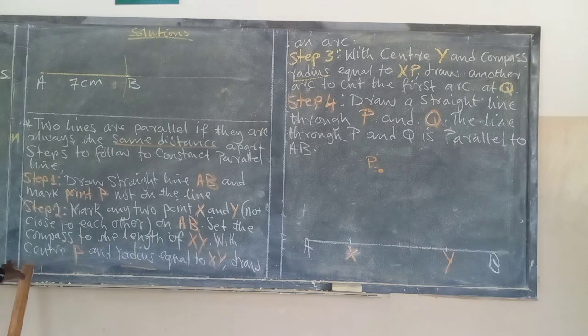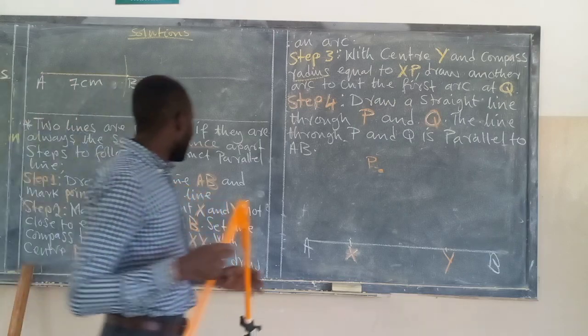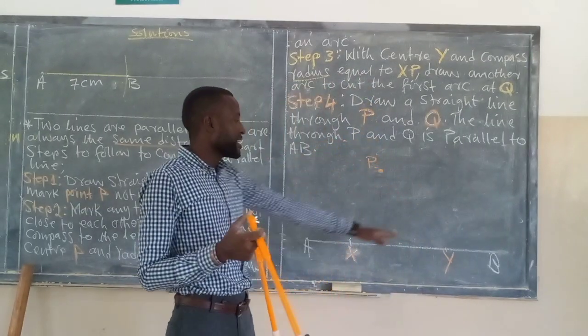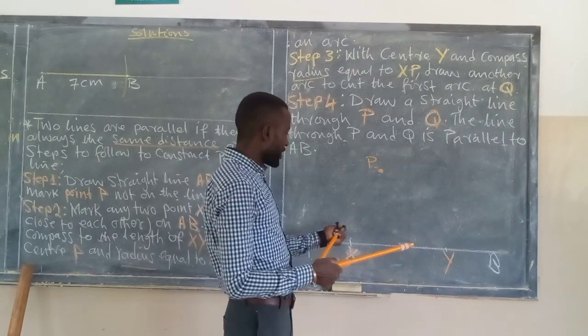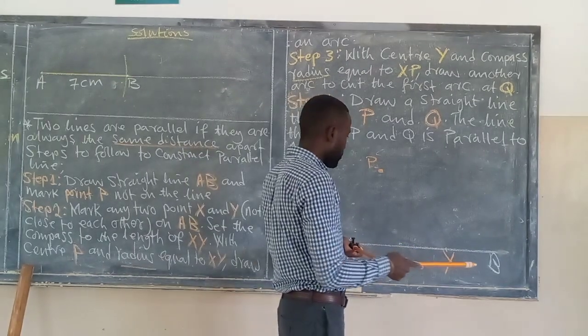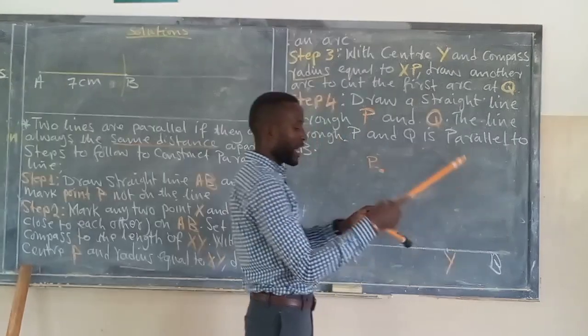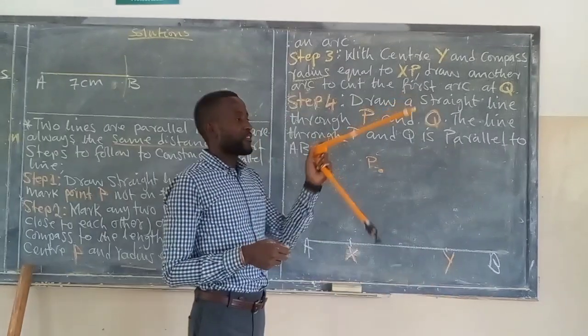So now we get the compass. This is our compass. We set it to the length of xy. We put it there and y is there. So this is the length of xy.